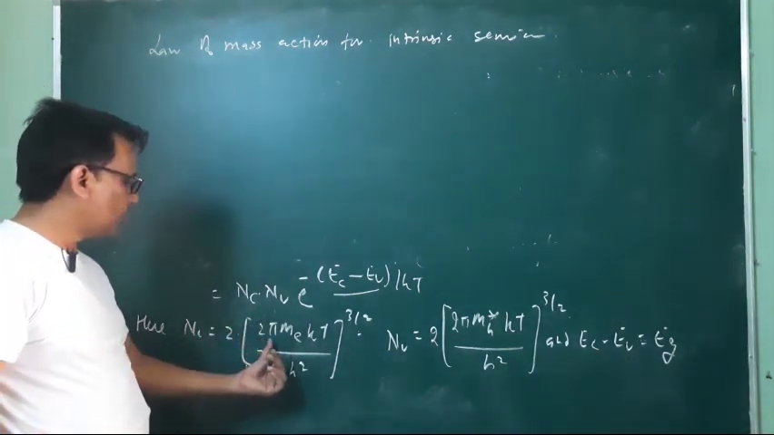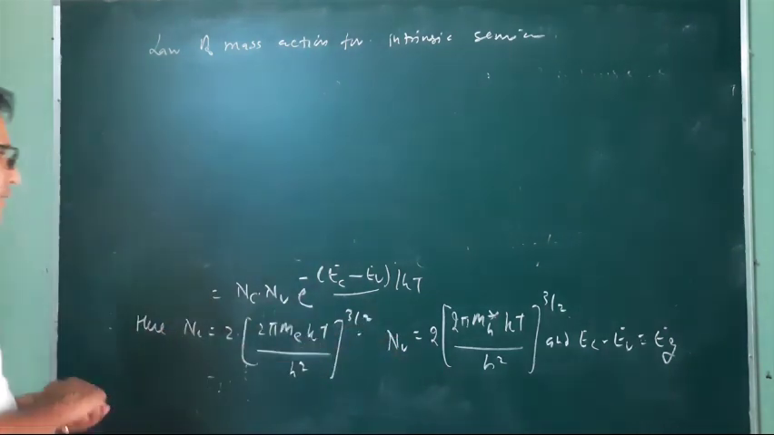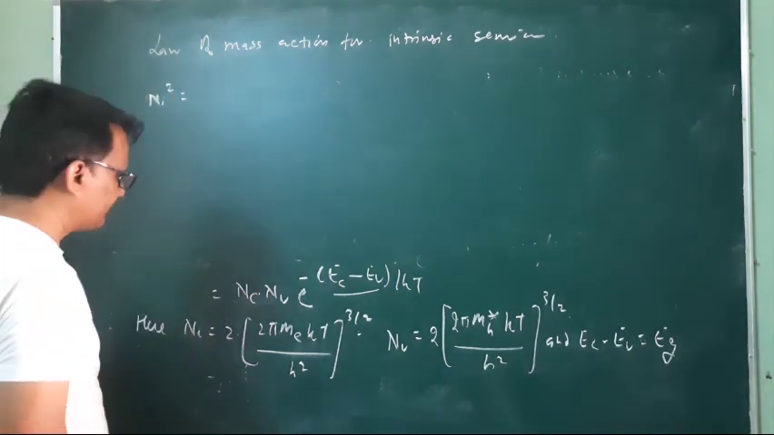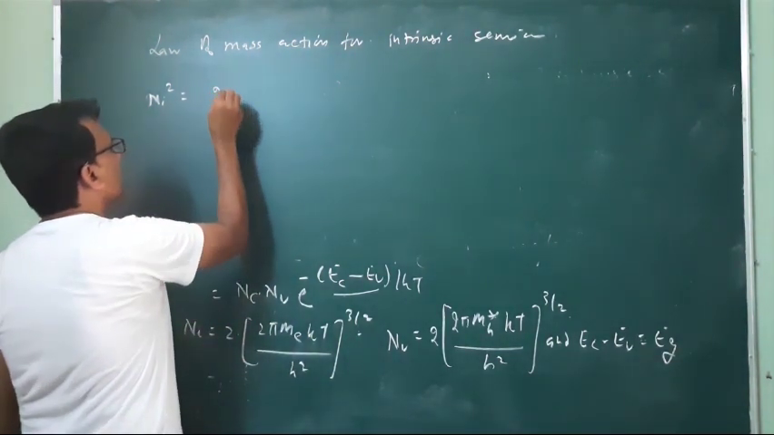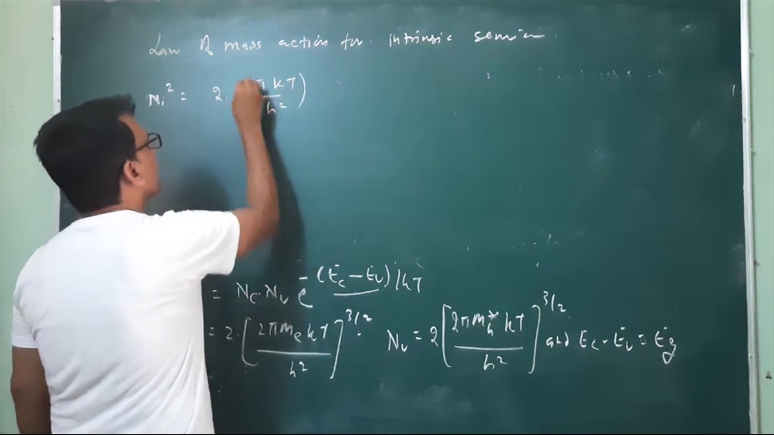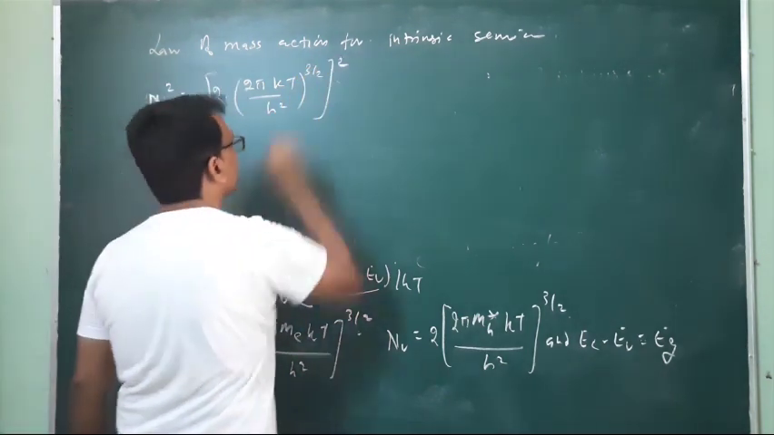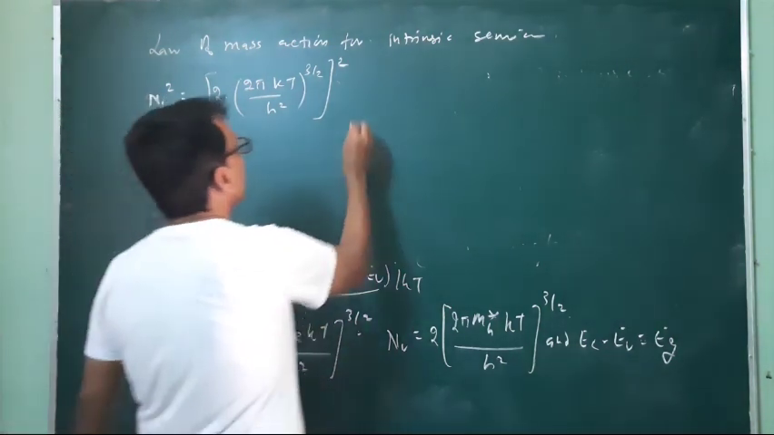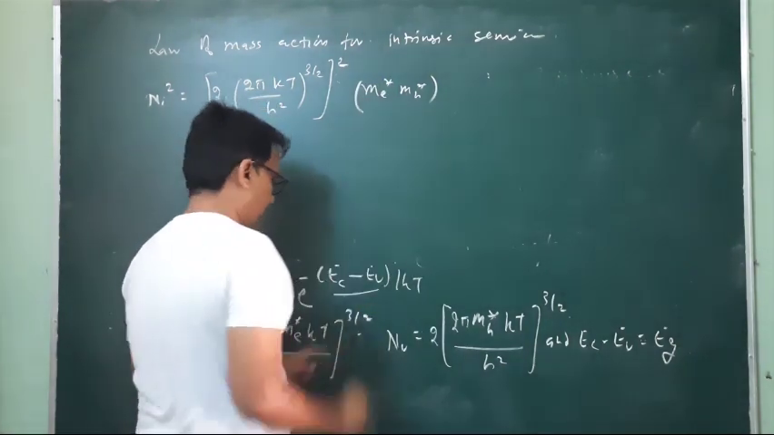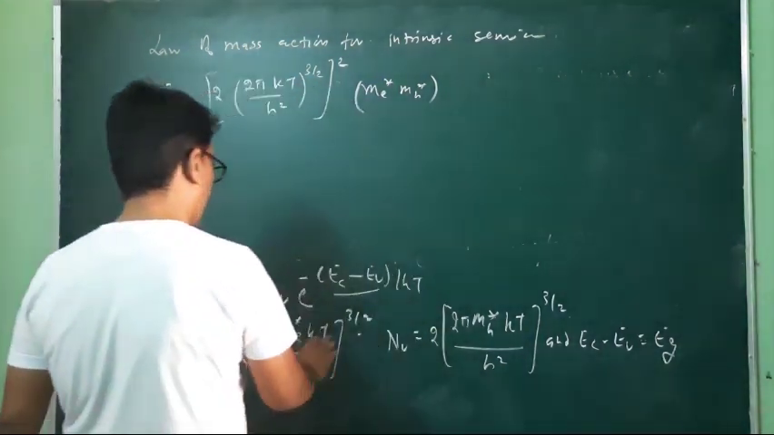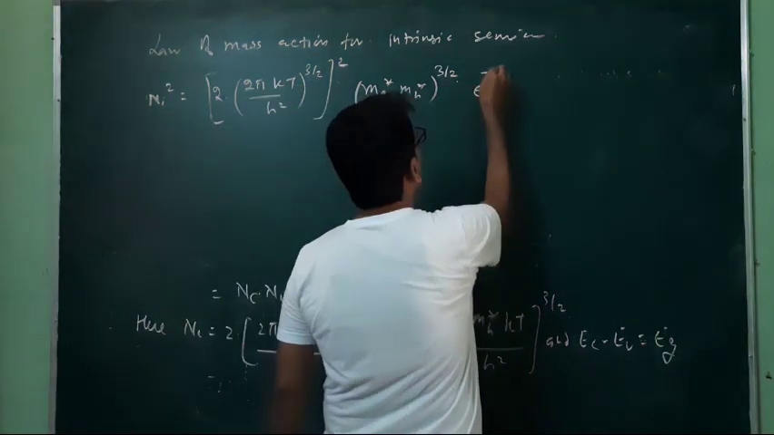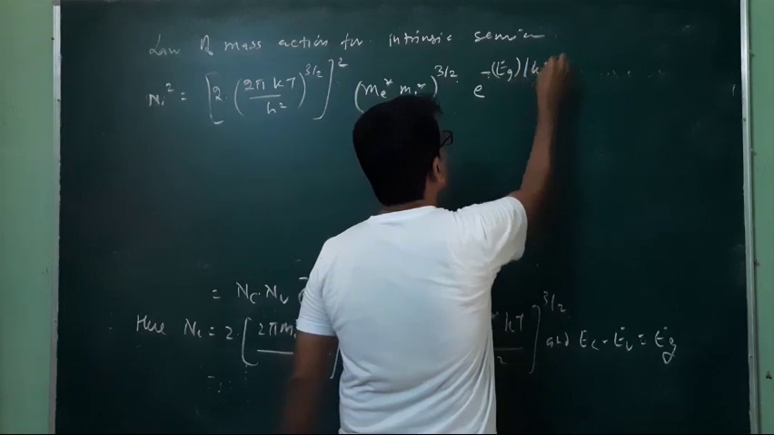So the common terms are 2 pi kT and h squared in these two, and so n_i squared is equal to 2 times (2 pi kT by h squared) to the power 3 by 2, and we will take the square of this, and m_e* and m_h* are to the power 3 by 2, multiplied by exponential of minus E_g by kT.